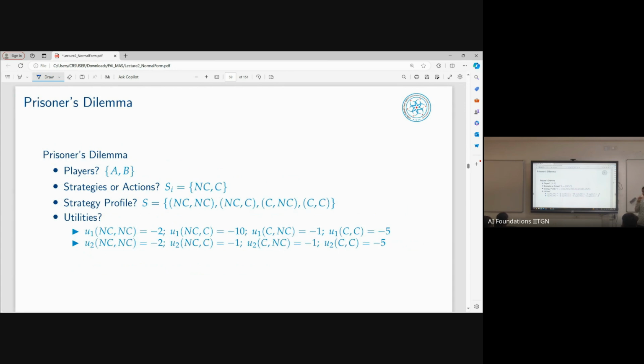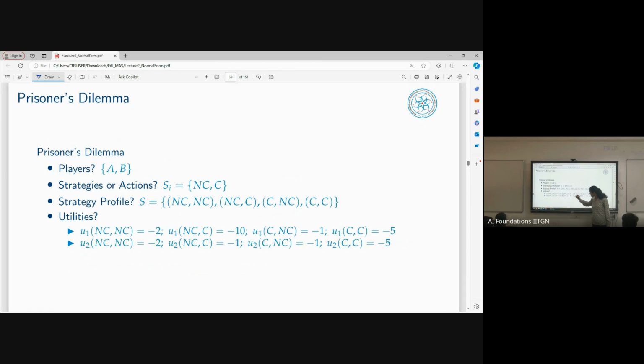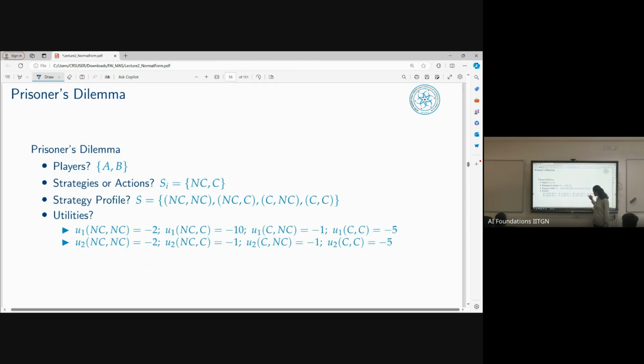There's a typo here. Yes. So in this, I think this will be -10. If he confesses, you get -1. Correct. If he doesn't confess, you are receiving -10. That's a typo.